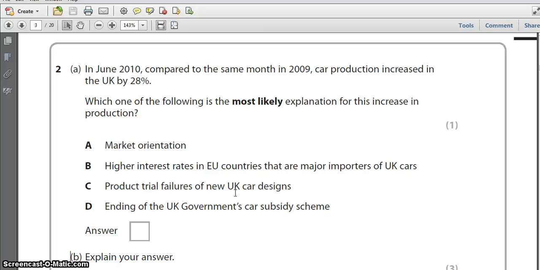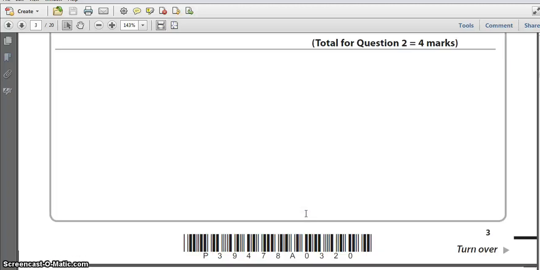For example, you could say it's not D, ending of the UK government's car subsidy scheme. A subsidy scheme is meant to increase demand. A subsidy scheme means that if you sell your old car, you get given money by the government towards buying a new car. So if it's saying that they've ended that scheme, then that means you'd no longer get money towards a new car, so demand for cars would go down. All the other ones would cause demand or supply to go down, except for A, which would cause demand to go up. So the answer is A on that one.